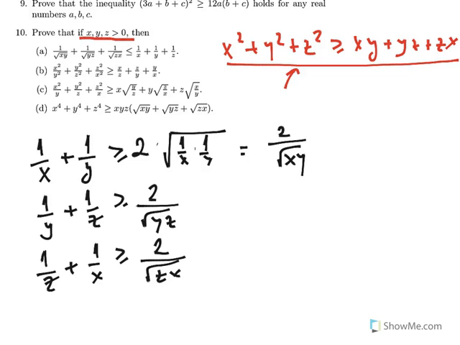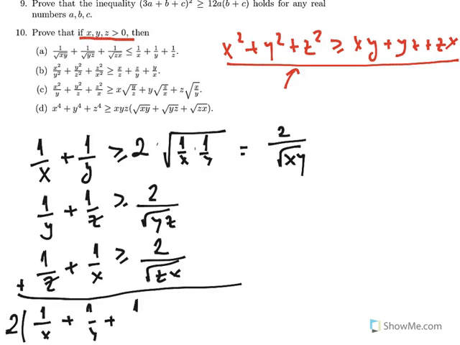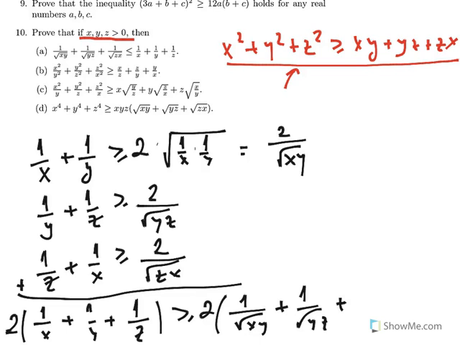If you add these inequalities up side by side, we get that twice (1 over x plus 1 over y plus 1 over z) is greater than or equal to twice (1 over square root of xy plus 1 over square root of yz plus 1 over square root of zx). If we simplify the twos, we get the desired inequality. Well, this was A.